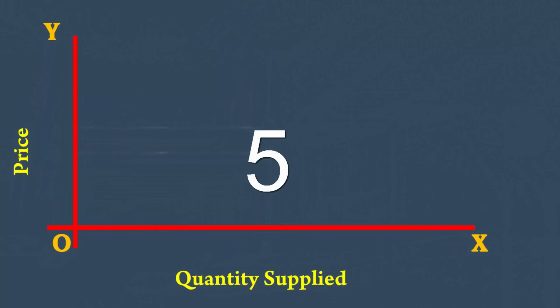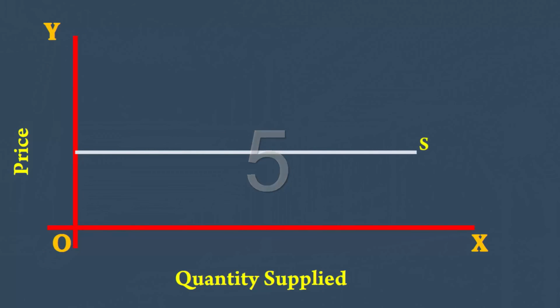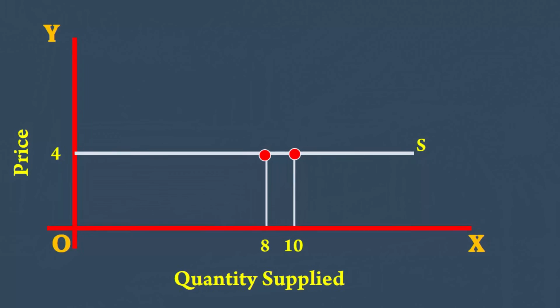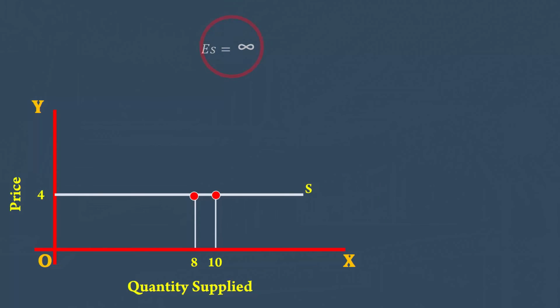5. Finally, look at this supply curve. It is flat and horizontal to the x-axis. At the existing price, an innumerable quantity is supplied. It represents perfectly elastic supply. If the elasticity value is infinite, supply is perfectly elastic.